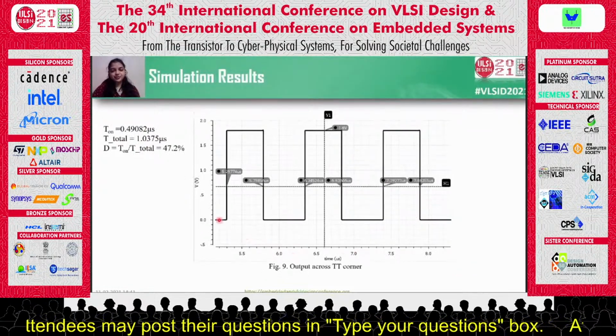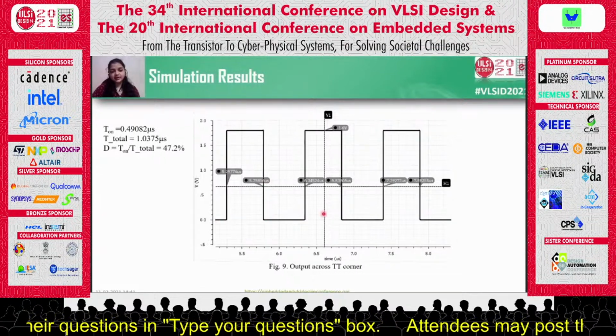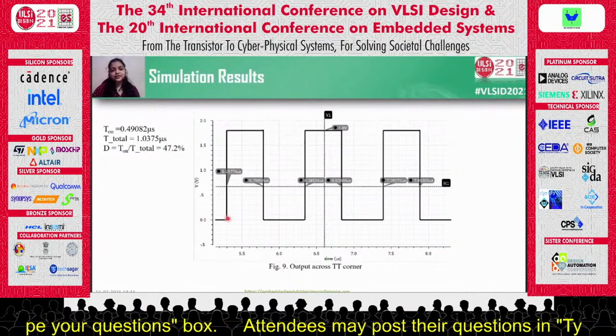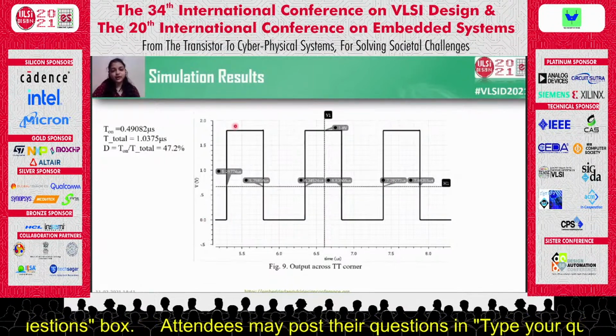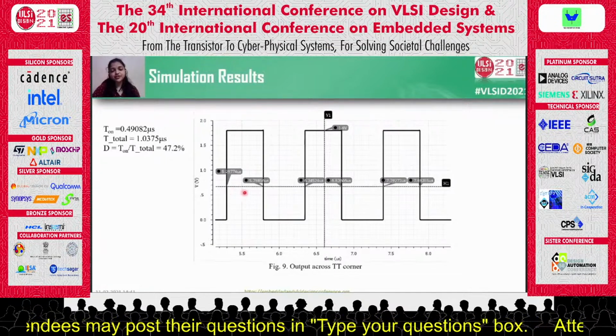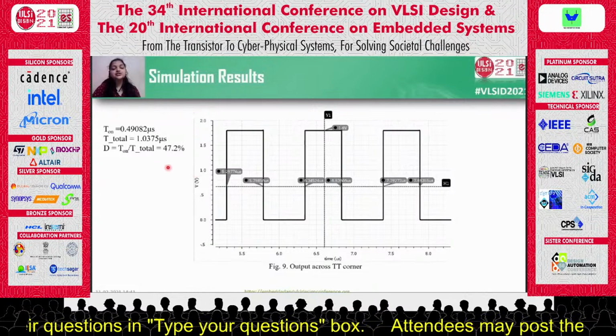Here's the output waveform of the oscillator at typical corner. We see that it's a clear square wave, rail-to-rail output swing of 0 to 1.8 volts. We observed a 47% duty cycle in this case. The calculations are shown here.